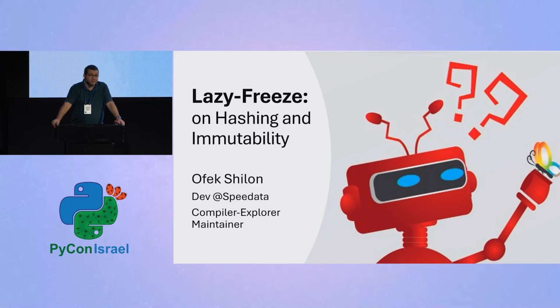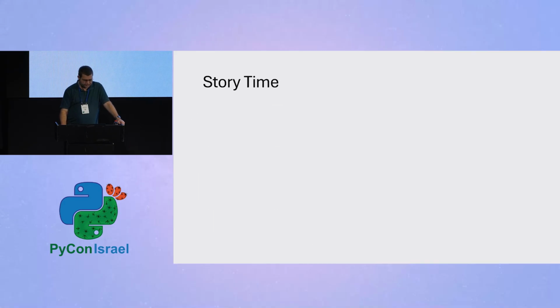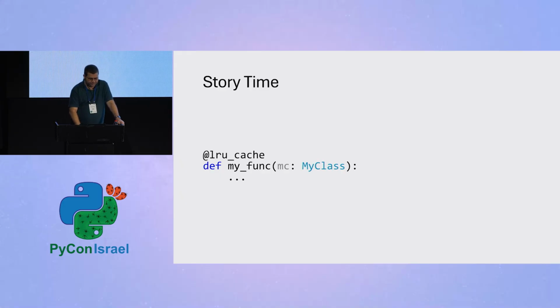My name is Ofek, and I want to share actually quite a simple idea with you. But first, a story. I had a function. This function was a performance bottleneck that I wanted to address. And the first thing that I tried was to have it memoized, that is, to cache results instead of recalculating them. And when I did, the world broke.